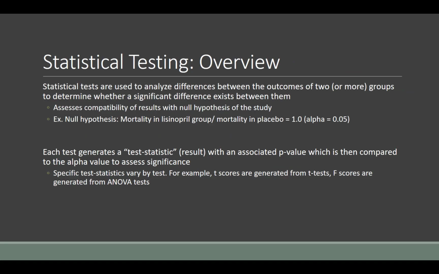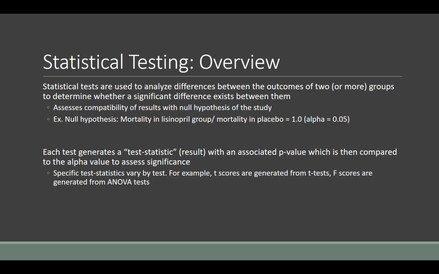Again, to put statistical testing into a broader context, we're using these tests to analyze differences in the outcomes between two or more groups to determine whether a significant difference exists between them. So we're essentially asking, if we have a study of two different groups, whether those groups are from the same population, which is what is predicted under the null hypothesis, or if they're from different populations, they're significantly different, in which case we would reject the null hypothesis. We're really assessing the compatibility of the results with the null hypothesis of the study. And again, the value we use to characterize this is the p-value.